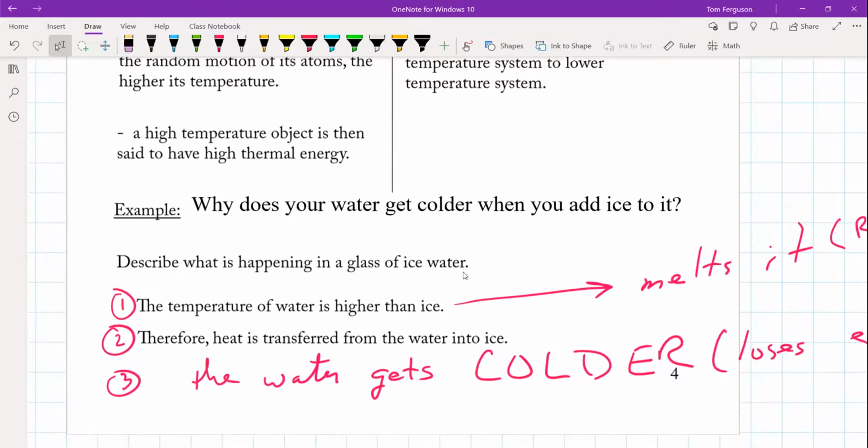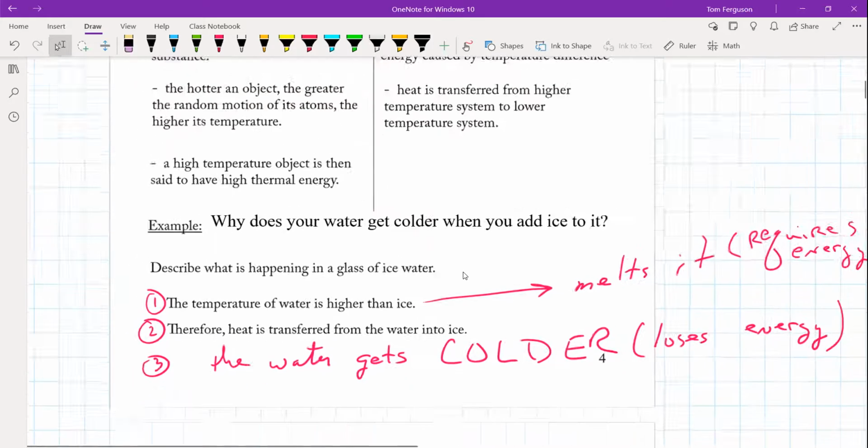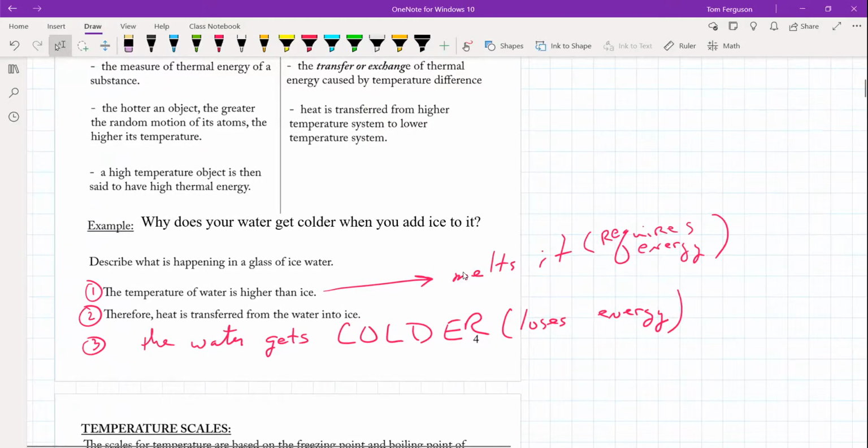Okay, now let's go back to that ice melting. When you put ice in your drink, it gets colder. The only way it can get colder is if the ice melts. It's very important, and a lot of people don't understand this, that if your ice doesn't melt, your drink won't get colder. Because when the ice melts, it requires energy. And where does it get the energy from? The liquid around it. When it pulls energy from the liquid around it, it gets colder.